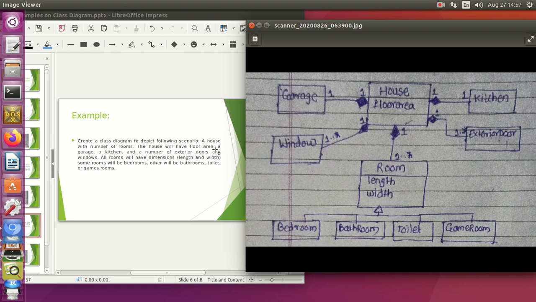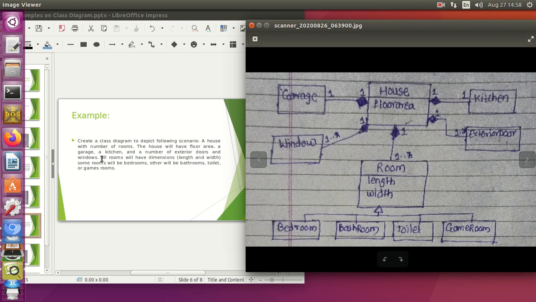House will have a floor area, a garage, kitchen and a number of exterior doors and windows. Garage, windows, exterior doors and kitchen are all parts of the house. So if we destroy this house, all of these are destroyed. There is a total dependency there. That's why we have used the composition relationship between all these classes. One house has one garage, one or more windows, one or more exterior doors, and one kitchen. Likewise we have added the multiplicity and the association between the classes.